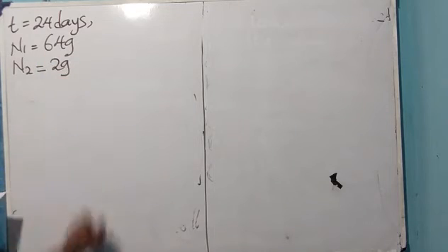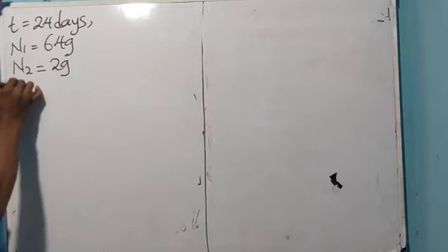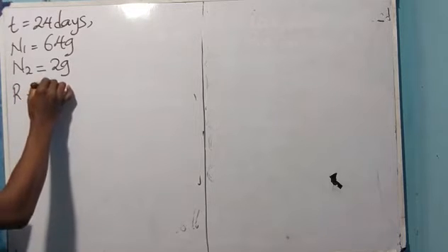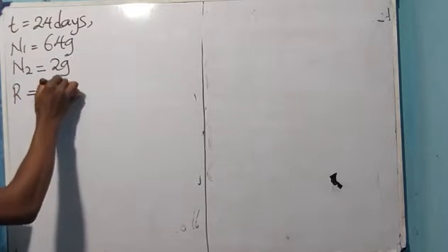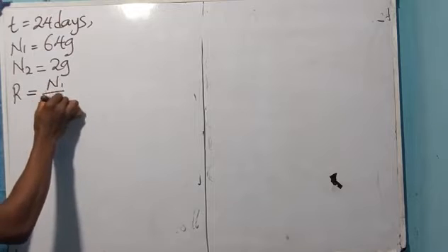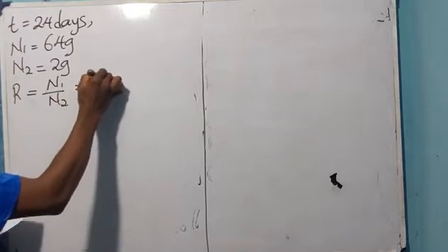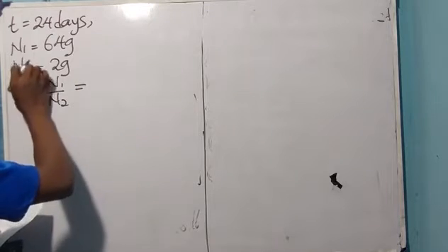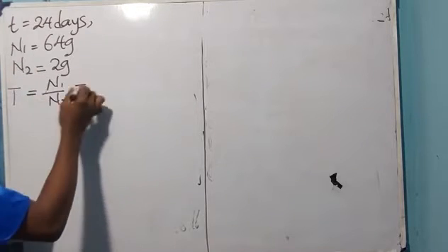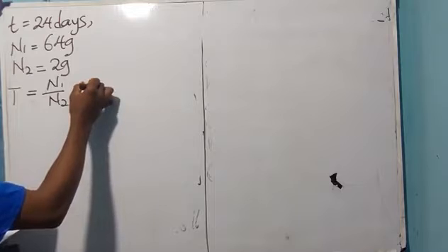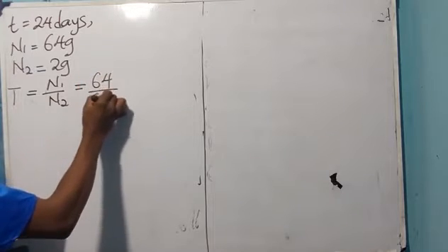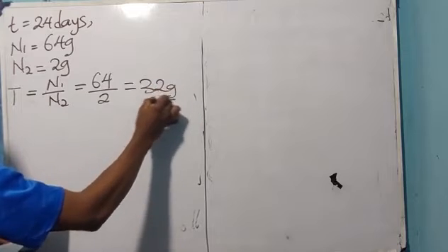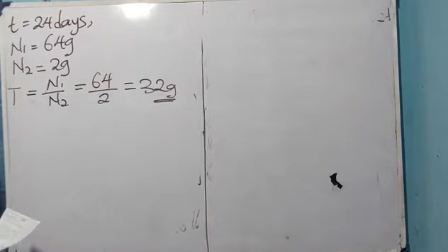2 gram. I told that arrow is equals to N1 over N2. Therefore it means that 64 over 2, and that will give us 32 gram. Alright, 32 gram.